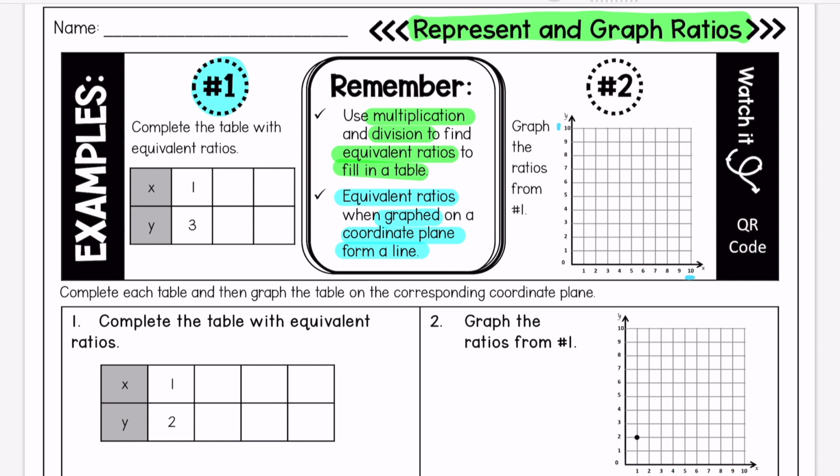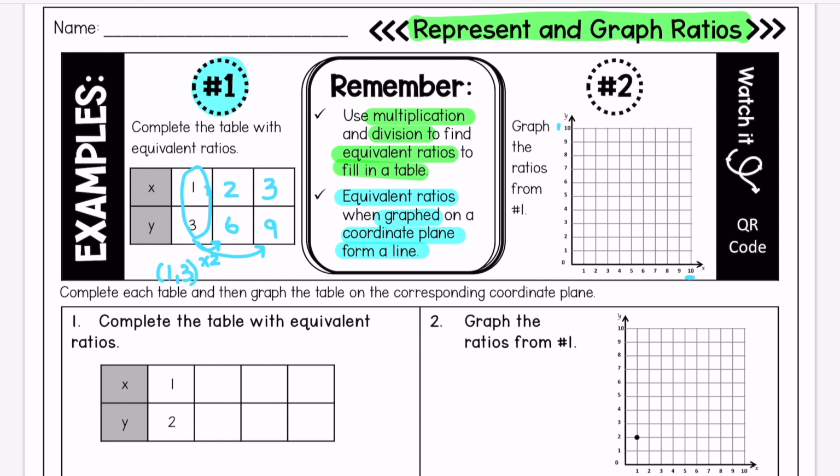Now there's probably more than a few answers that are correct, but I want to use ones that will definitely fit. So I'm going to do times 2 for both of them, and I will get 2 and 6. And then I'll do times 3, and I'll get 3 and 9. So now I'm going to graph these as ordered pairs. The first one, this one, is the ordered pair 1, 3.